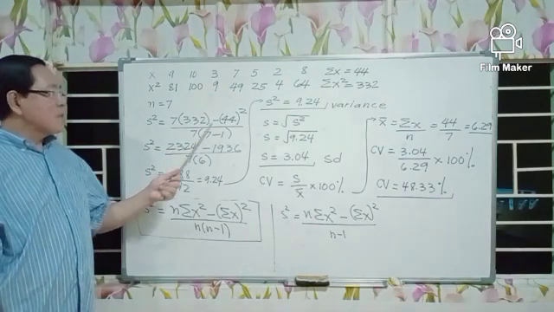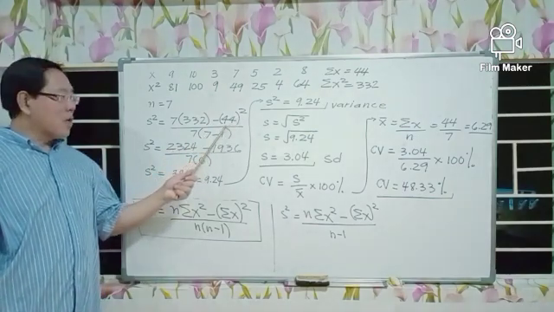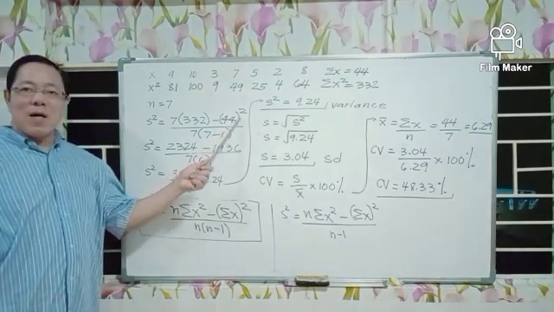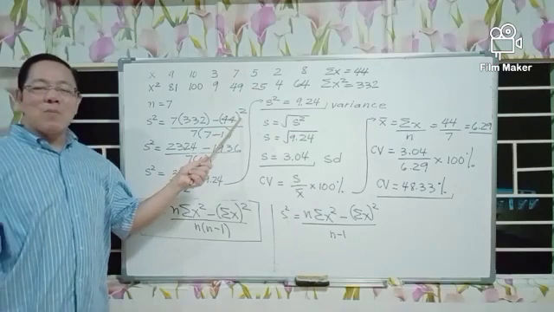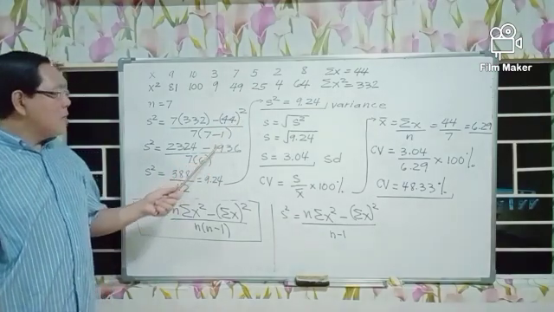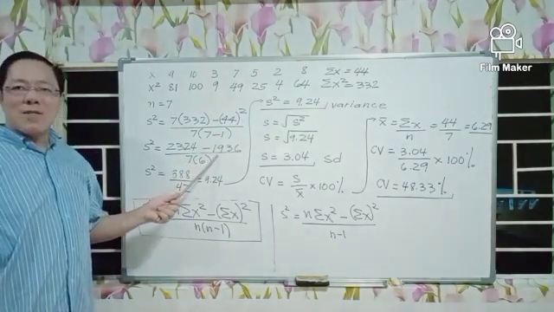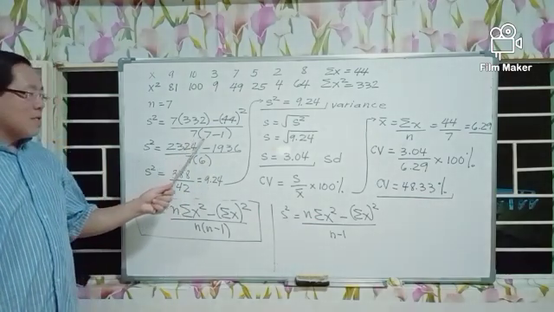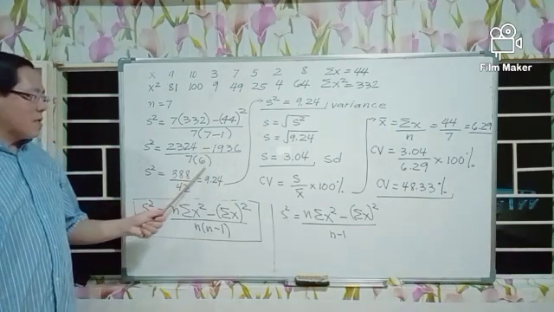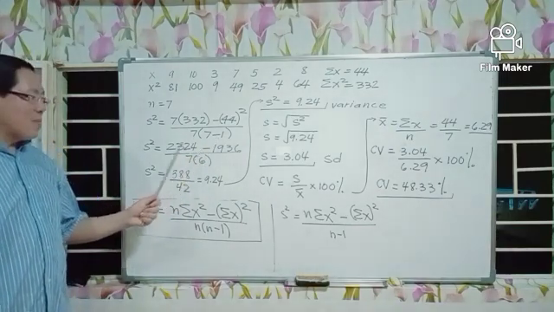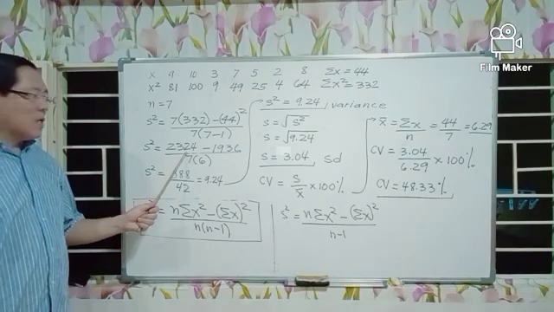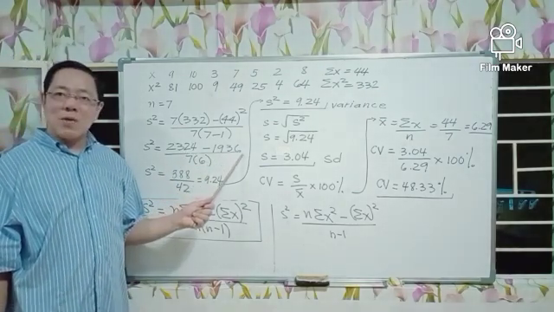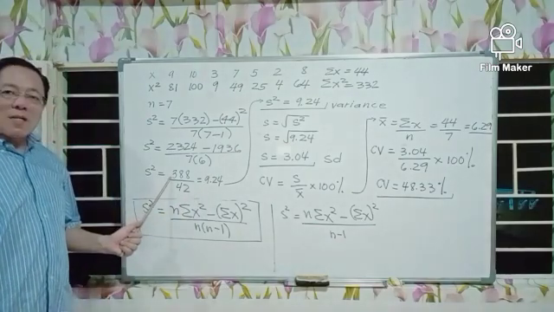Using your calculator, multiply 7 by 332, you should get 2,324 minus the square of 44. If your calculator is not scientific, 44 squared is the same as 44 multiplied by 44, and you should get 1,936. Divide by 7 times 7 minus 1, which is 6. Now we get the difference of 2,324 and 1,936 using calculator. You should get 388.